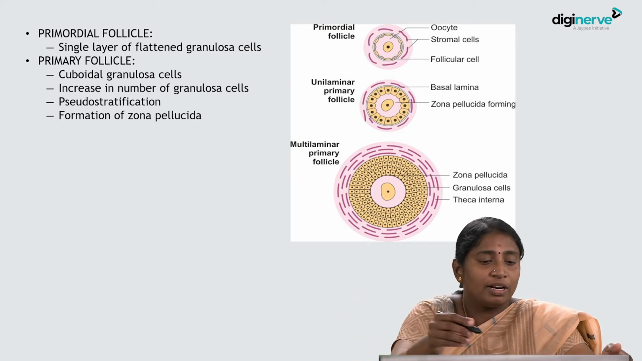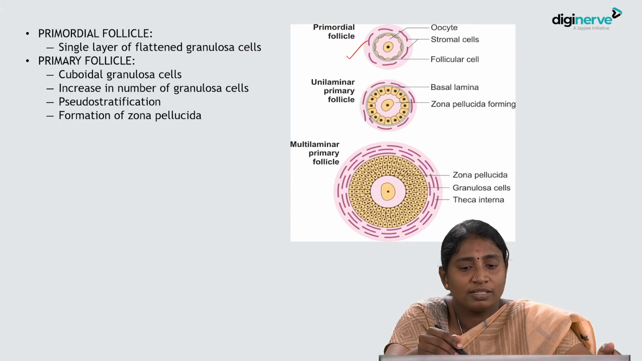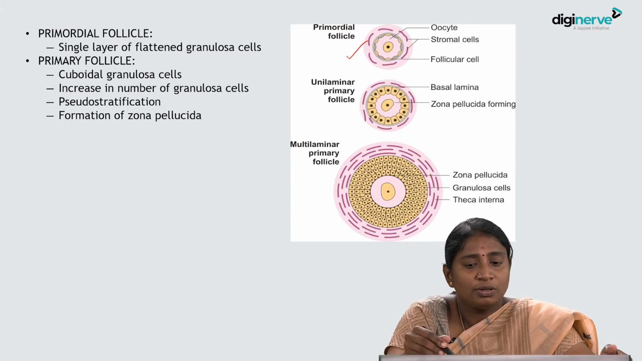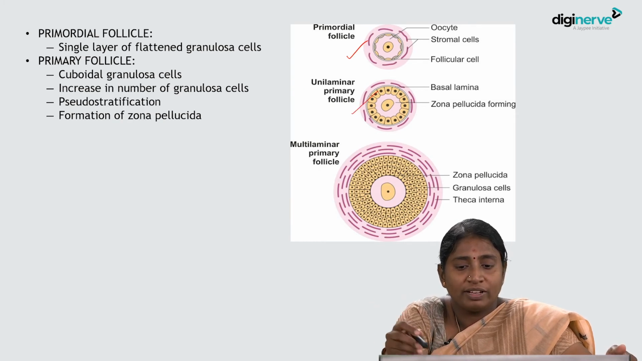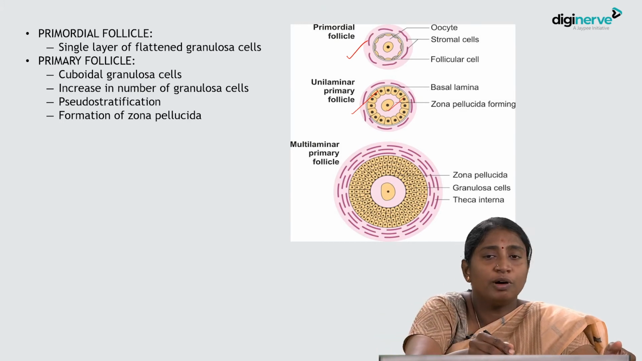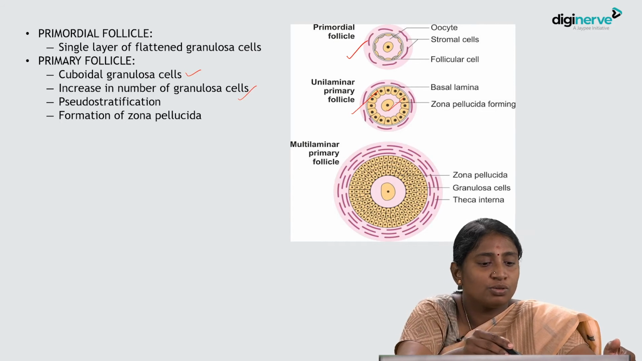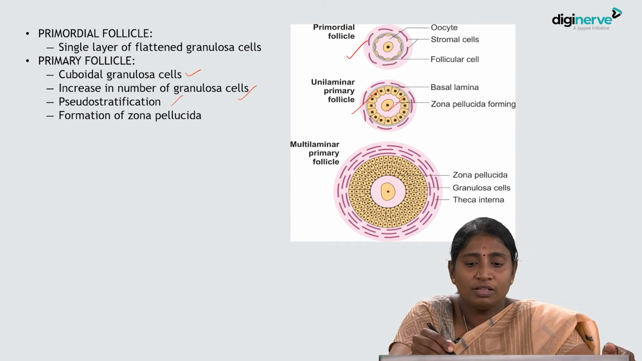Let us see what the primordial follicle is. It is a single layer of flattened granulosa cells, as you see in this figure. It has an oocyte inside, the stromal cells covering it, and the follicular cells lining this. Let us see the next one. It is a unilaminar follicle, where it has a basal lamina, and zona pellucida formation is seen inside. The primary follicle has cuboidal granulosa cells. The increase in number of these granulosa cells causes pseudostratification and formation of the zona pellucida, which is seen in this diagram.